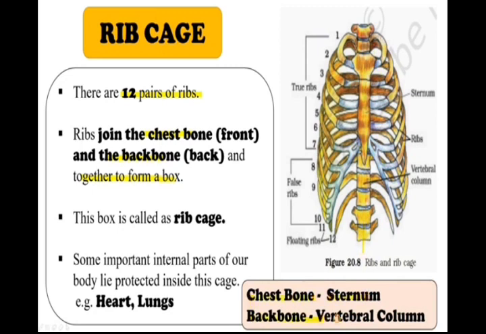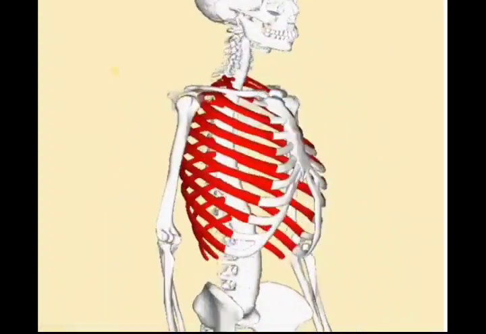The chest bone is also called the sternum, and the backbone is also called the vertebral column. The rib cage is connected to the sternum and the vertebral column. Some important internal parts of our body, like the heart and lungs, are protected by this cage. The rib cage acts as a cage for the protection of the heart and lungs.